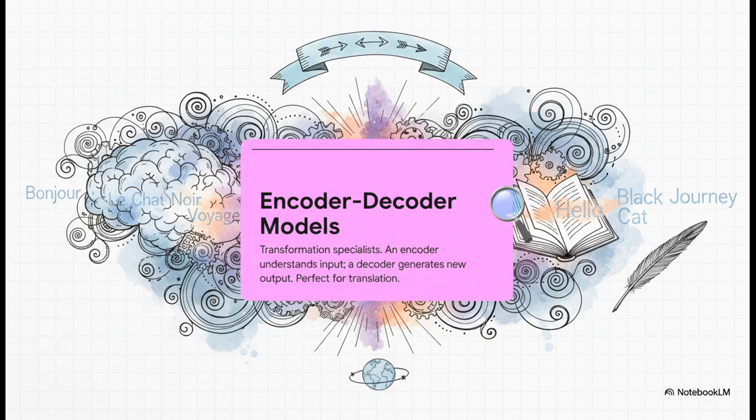Next up, we've got the encoder-decoder models. The best way to think of these guys is as transformation specialists. It's a 2-part system. First, the encoder reads and really digests the entire input, let's say a sentence in German. Then, the decoder takes that complete understanding and generates a totally new output, like that same sentence, but now in Japanese. This 2-step dance is exactly why they're rock stars at translation and summarization.